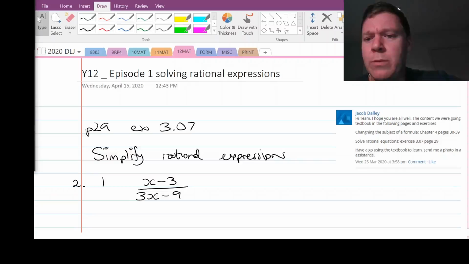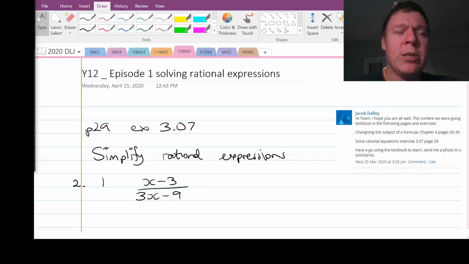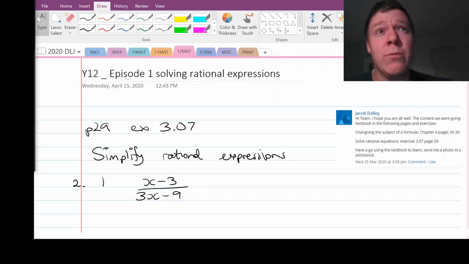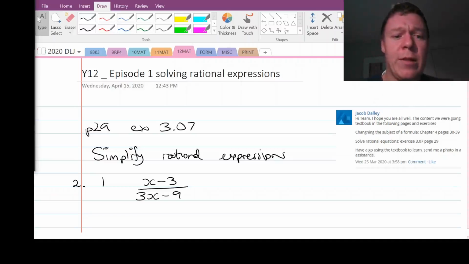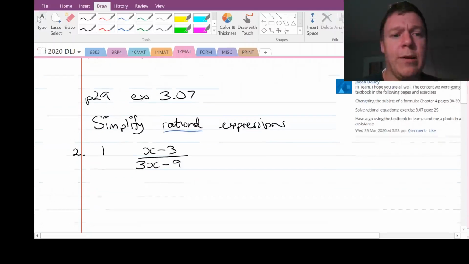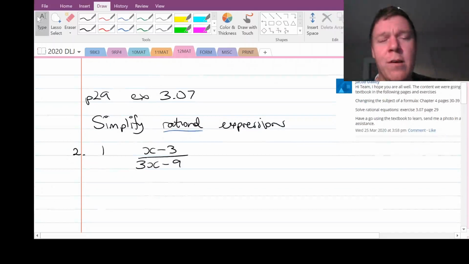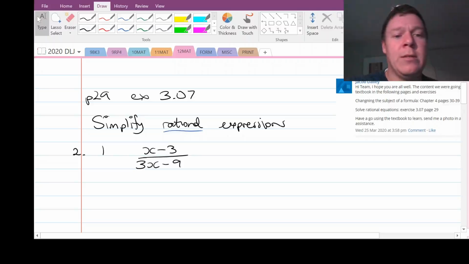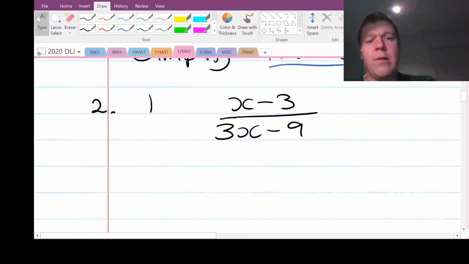So I wanted to do solving rational expressions, which is rational basically means like a fraction. It's a ratio, that's what that word rational means. They start off quite basic, and then they get a little bit more complicated. We have to factorize to get our cancelling out. So let's start with this one.